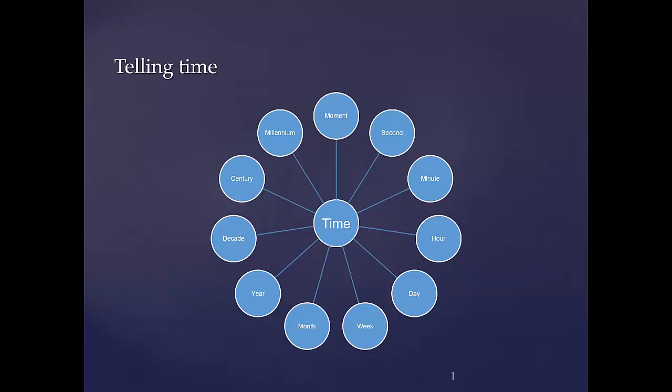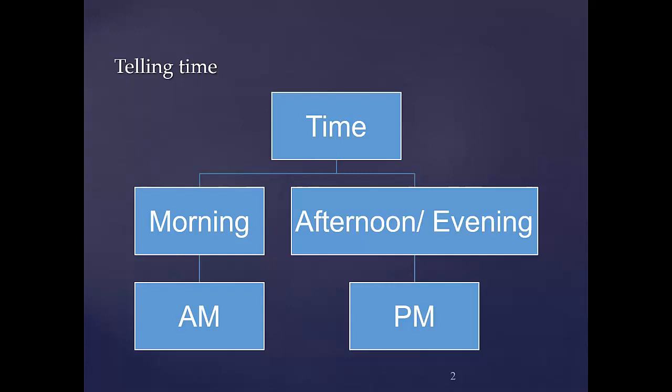So time is basically a specific number of minutes, seconds, days, weeks, months, years, decades, and centuries, okay? This is time as a whole. So we have a millennium, a moment, second, minute, hour, day, week, month, year, decade, and century. Okay, so all of these can be used as time. All right, now let's go forward. So now let's get a little bit more specific.